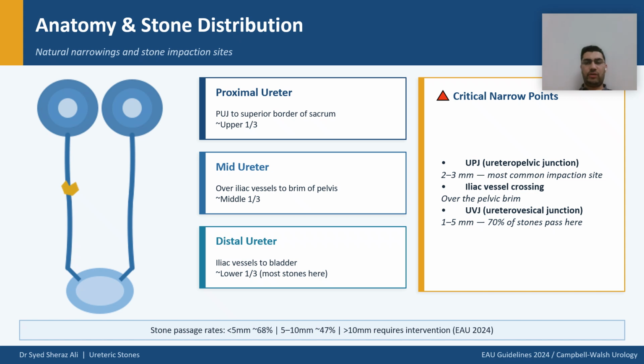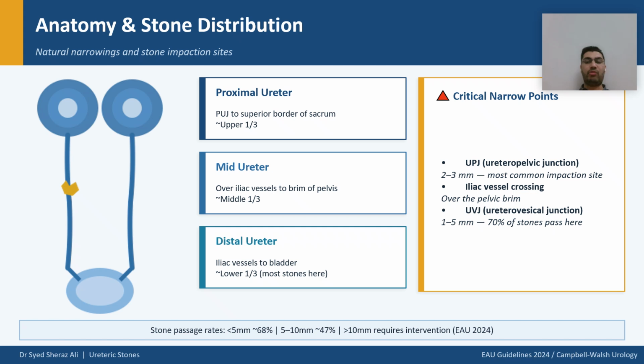Now let us look at the anatomy, because understanding where stones get stuck is essential for management decisions. You can see the renal tract illustrated here with the kidneys above, the ureter bilaterally, and the bladder at the base. The ureter is conventionally divided into three segments: the proximal ureter, the mid ureter, and the distal ureter.